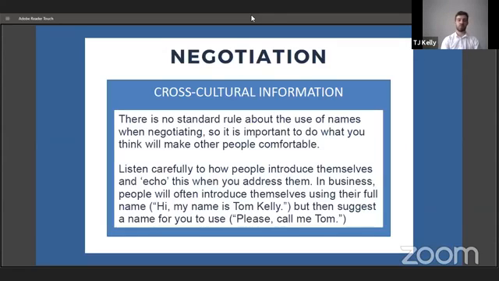Now, there's no standard rule about using names when negotiating, so it's important to do what you think will make the other party feel comfortable. Listen carefully to how people introduce themselves and then echo this back when you address them. In business, people will often introduce themselves using their full name. So for example, I might say to you, "Hi, my name is Thomas Kelly." But then I'll come up with a suggestion, "Please call me Tom." So for the rest of the meeting, perhaps you could just call me Tom and I would be comfortable with that.